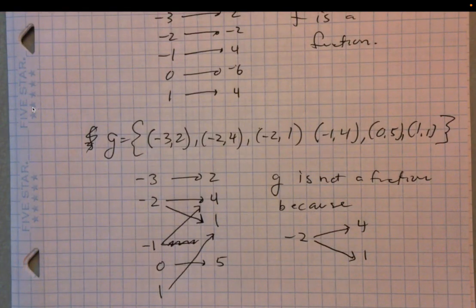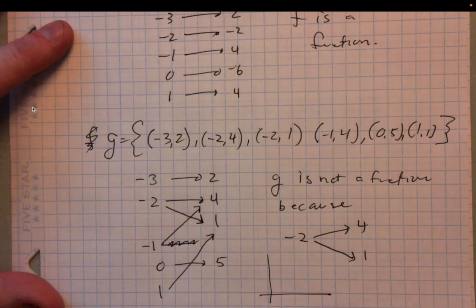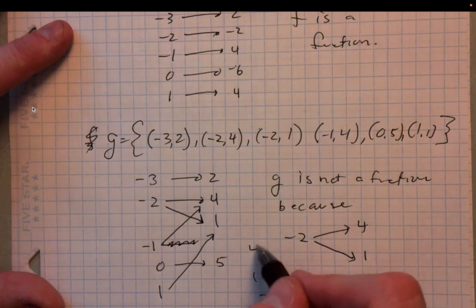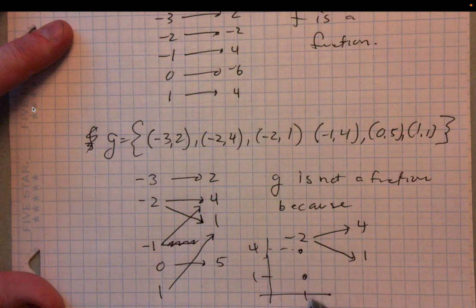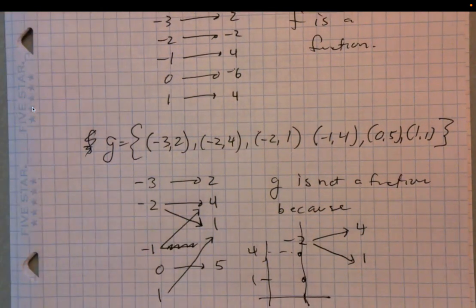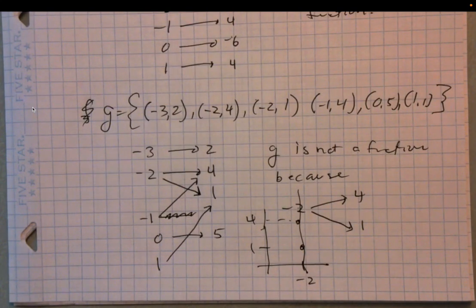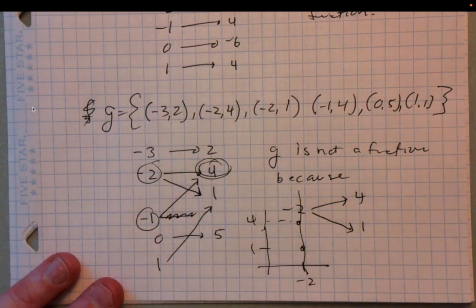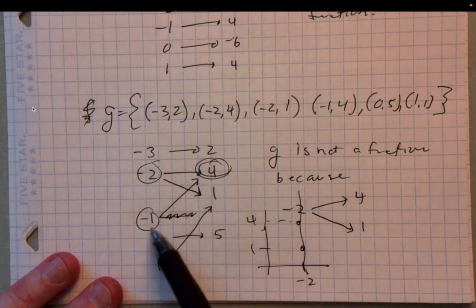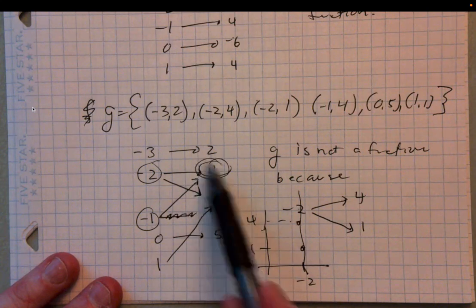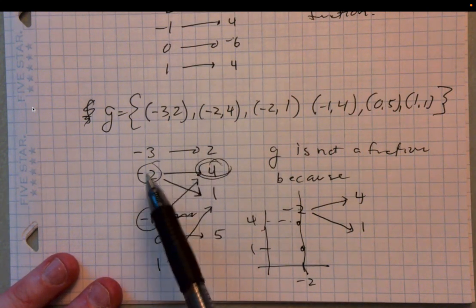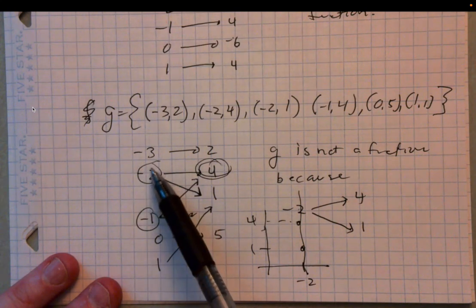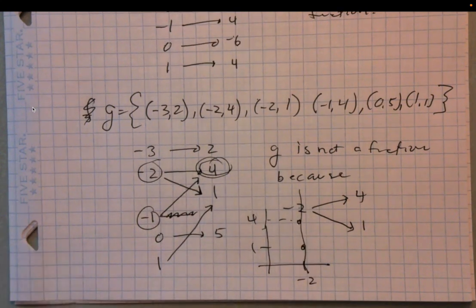So we would say that this function, G, does not pass the vertical line test, because in this scenario, you would have negative 2 here mapping to 1 and mapping to 4, right? And so that would mean it would fail the vertical line test. Okay. Now, all the other business here, like negative 2 going to 4 and negative 1 also going to 4, that's not a problem, right? It's okay if distinct elements from the domain map to the same element in the range. The problem is when an element in the domain maps to two distinct elements in the range. That's not going to work out.